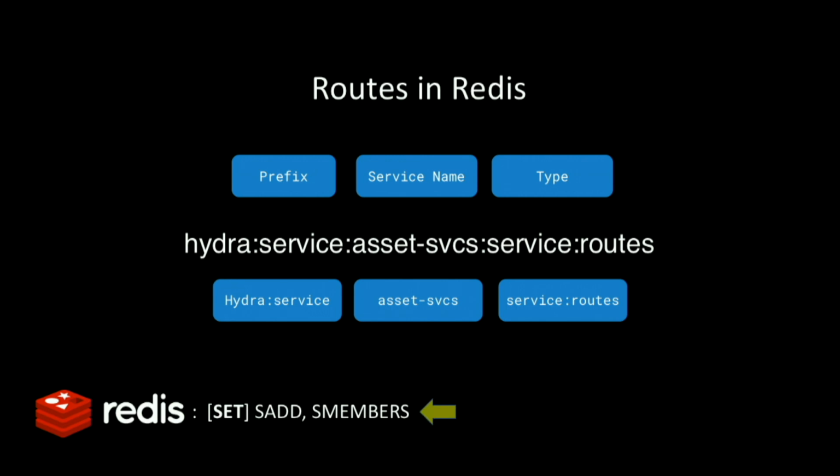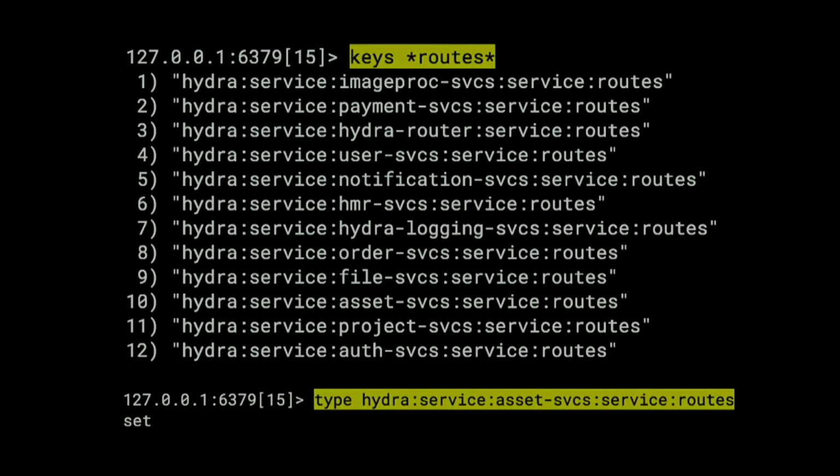Service routes are stored in a set structure, a good fit because you don't want duplicate route entries. The sadd and smembers commands are used. As an aside, Redis's rich collection of data structures is one of the reasons that what I'm sharing with you today is even possible. Returning back to our routes.